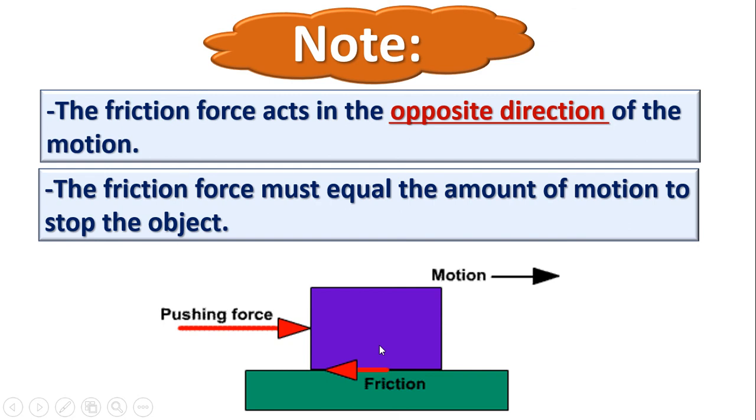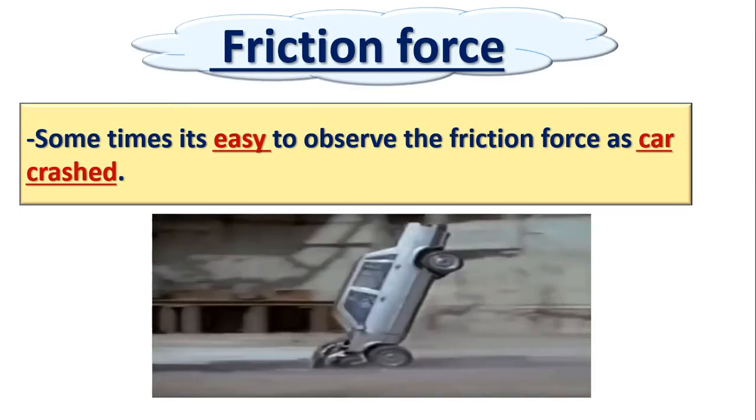So the friction force works with an equal amount of force as the motion, in the opposite direction. To stop something with friction force, the friction force acts with an equal amount as the motion, but in the opposite direction. This is called a friction force.